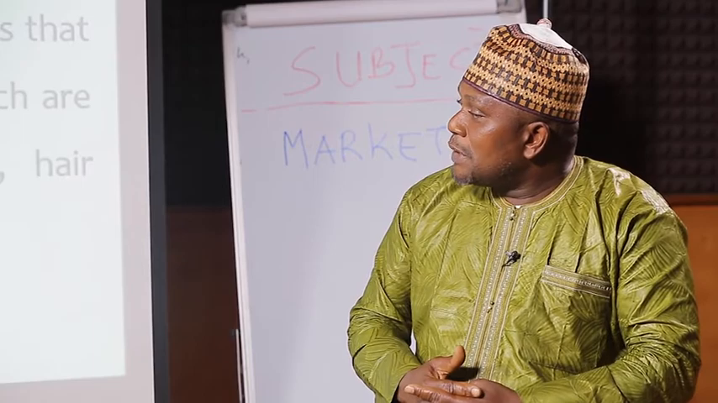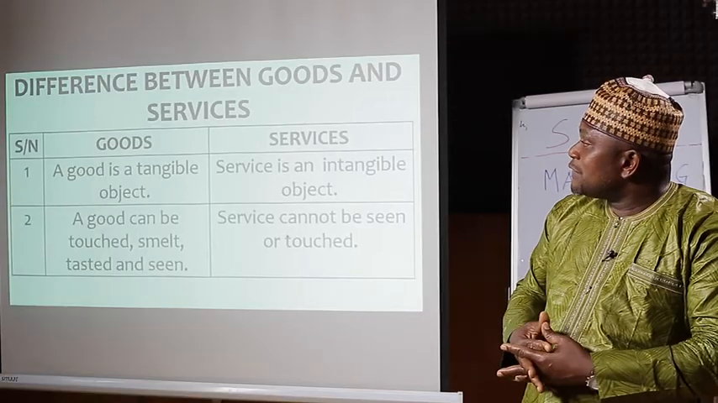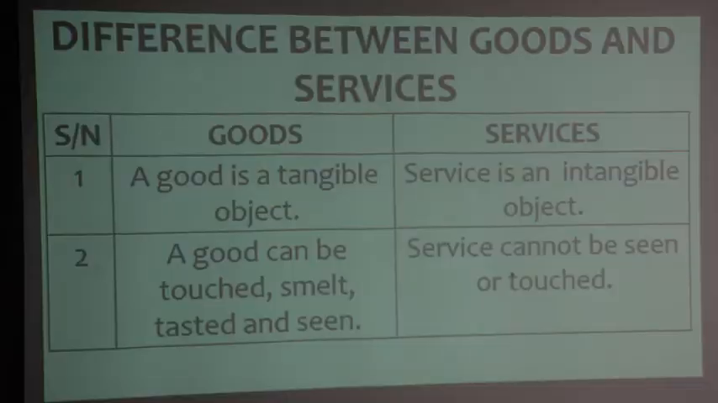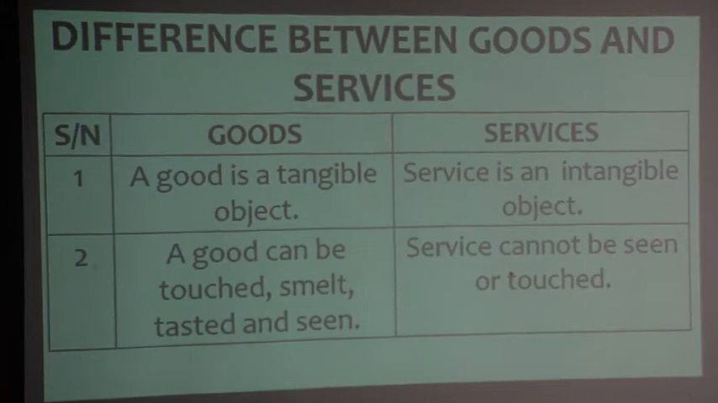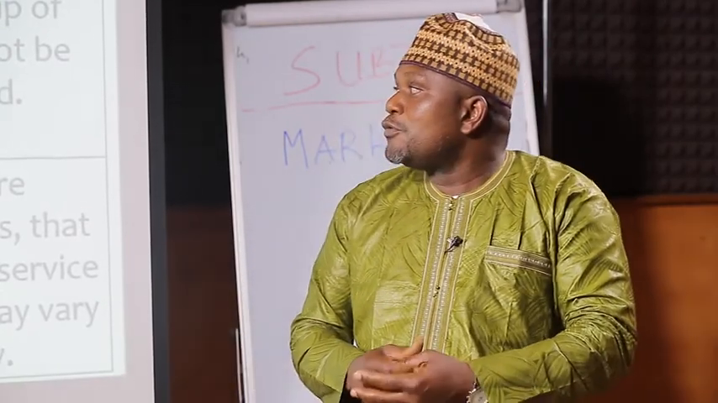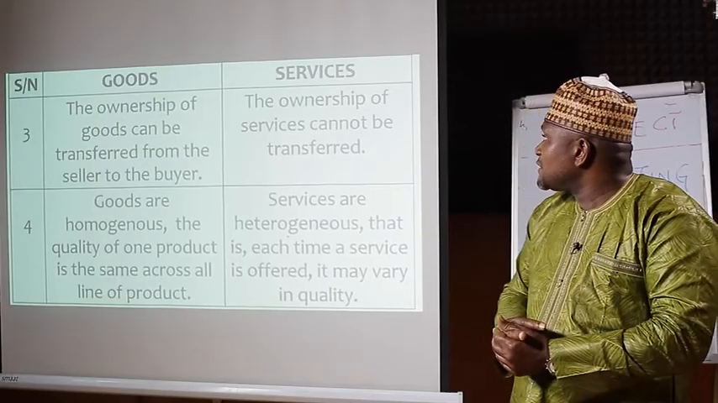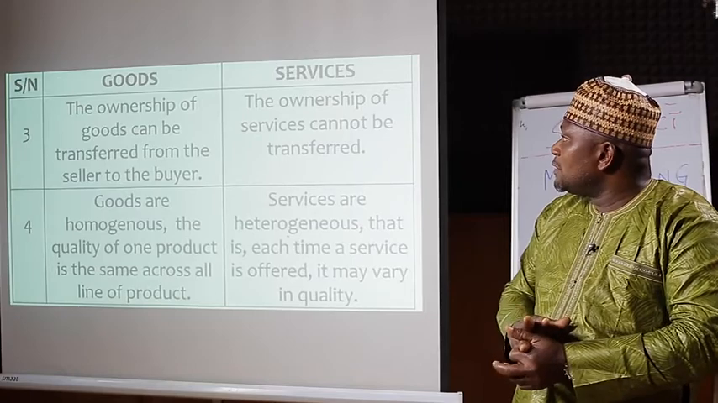We went on to talk about the characteristics, the differences between goods and services. Number one, which is tangibility: a good is a tangible object, while service is intangible. A good can be touched, smelled, felt, tasted and seen, while services cannot be touched. Number three, we went on to talk about the ownership of goods, which can be transferred from the seller to the buyer, while in services, ownership cannot be transferred.